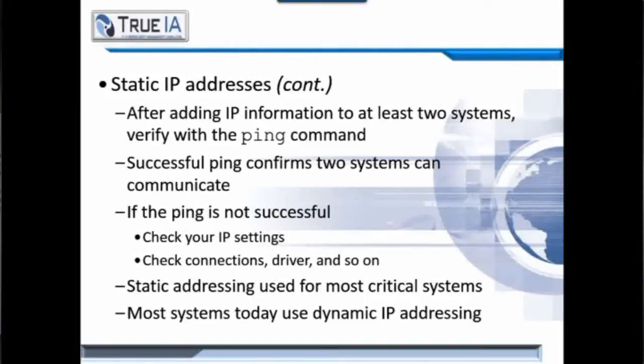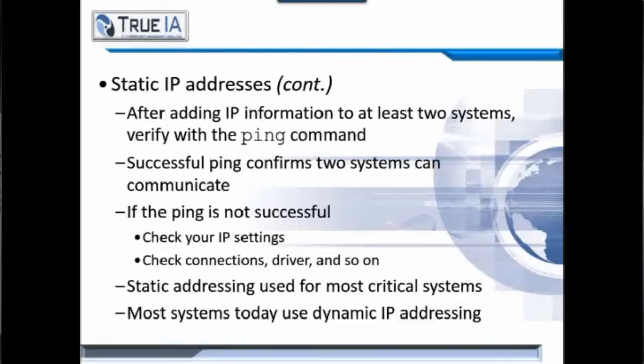Next, after adding the IP information to at least two systems on the network, you're going to want to verify their connectivity. We do this using the ping command. A successful ping confirms that those two systems can communicate. However, if the ping is not successful, you're going to need to go in and check the IP settings, or you possibly might need to check the connections or the drivers. As you can tell, this is a fairly labor-intensive process.